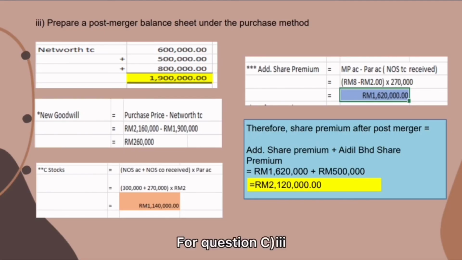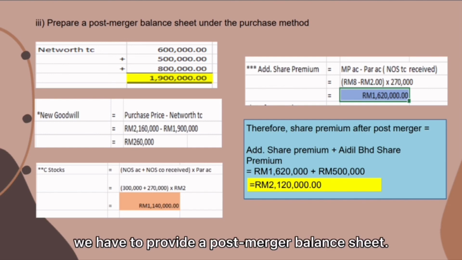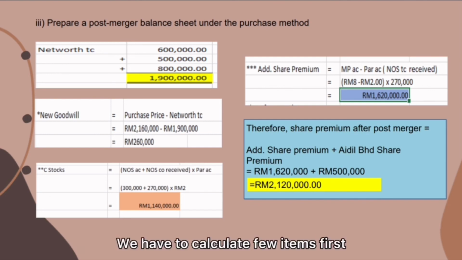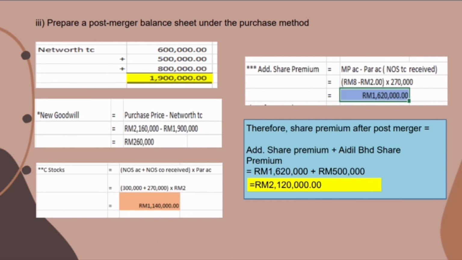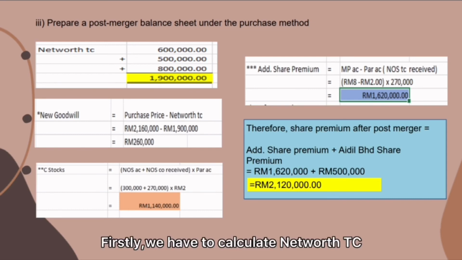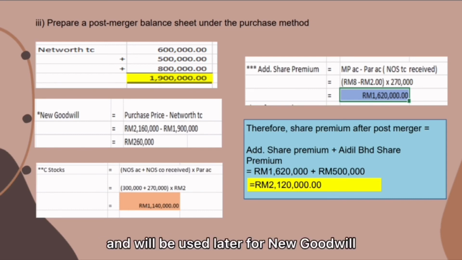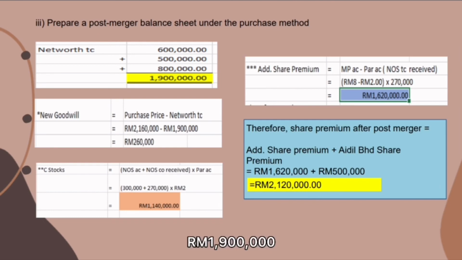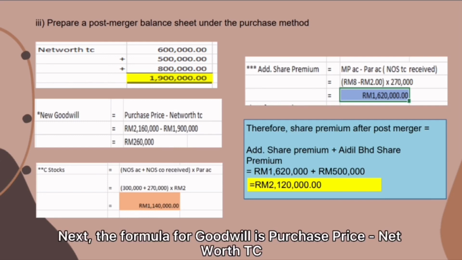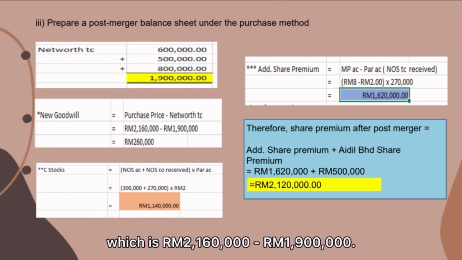For question C3, we have to provide a post-merger balance sheet. We have to calculate a few items first before preparing the post-merger balance sheet to ensure it is balanced. Firstly, we have to calculate net worth TC, which will be used later for new goodwill. Net worth TC is the total sum of 600,000 ringgit plus 500,000 ringgit plus 800,000 ringgit, and we will get 1,900,000 ringgit.